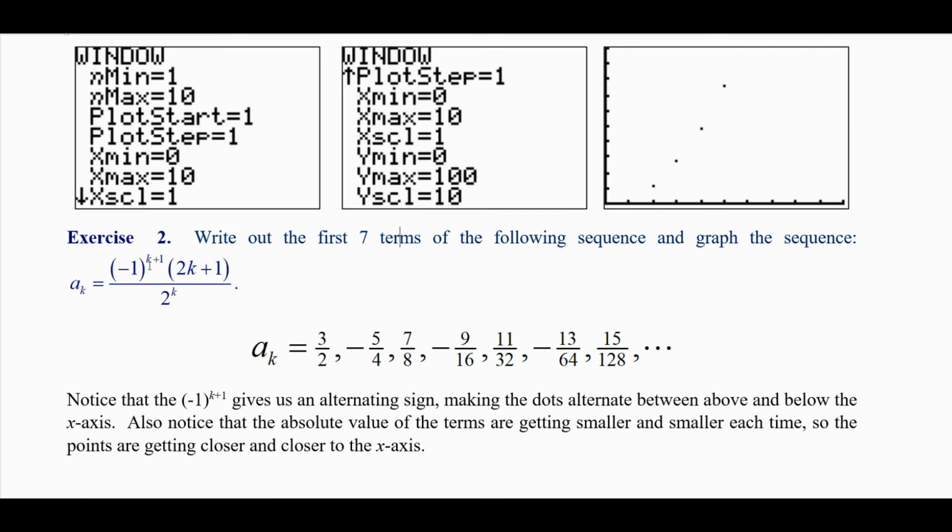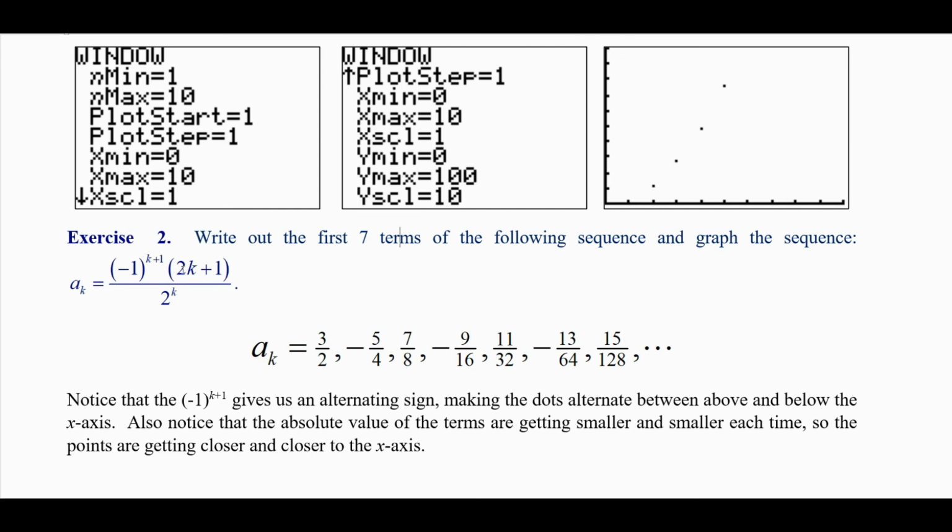So now that we've done that, I've written the signs down. Let's worry about the rest of the fractions that we get here. So let's plug in k is 1. 2 times 1 is 2, plus 1 is 3 for the numerator for the first one. 2 to the first power is 2. That's the denominator for the first one. So the first term is positive 3/2.